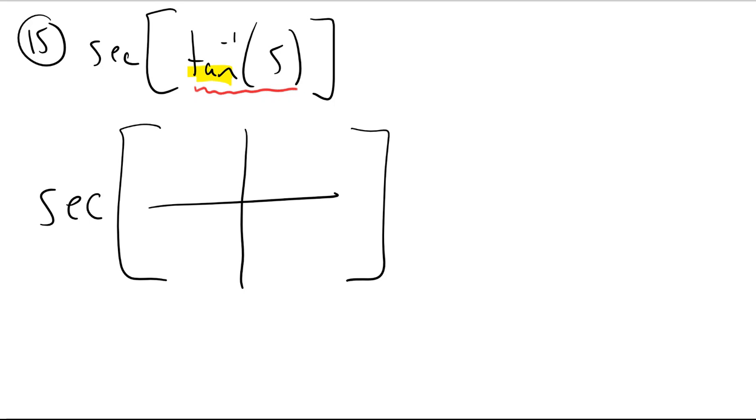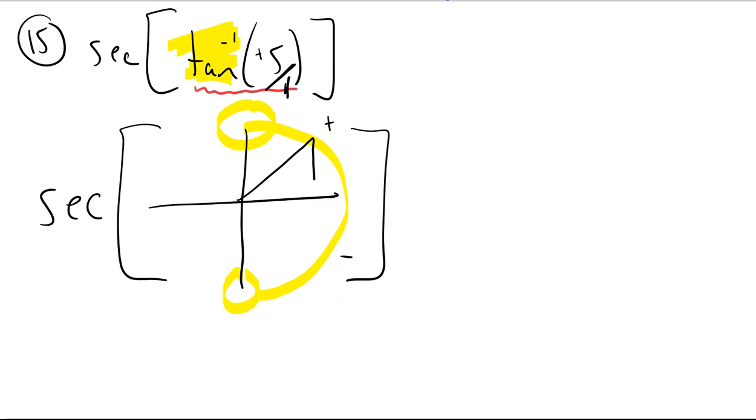My triangle either needs to be in quadrants 1 or 4, because that is the range of inverse tangent. Put it in 1 if it's positive, 4 if it's negative, and this is a positive 5, or 5/1 if you want to look at it as a fraction. So that's why it needs to go in quadrant 1.